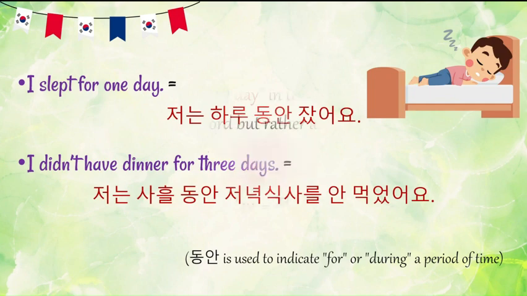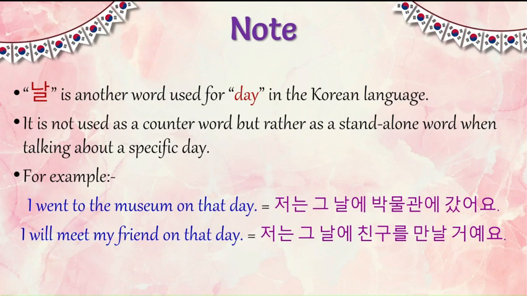Now let's move ahead and look at another note which is very, very important. There is another word for day, and that is 날. 날 is also the Korean word for day. Now what is the difference between il and 날? 날 is not used as a counter word, but it is a stand-alone word when you are talking about a specific day. This is the difference between il and nal. Il is a counter word and it cannot be used as a stand-alone word, whereas nal is a stand-alone word and it is used when we are talking about a specific day.